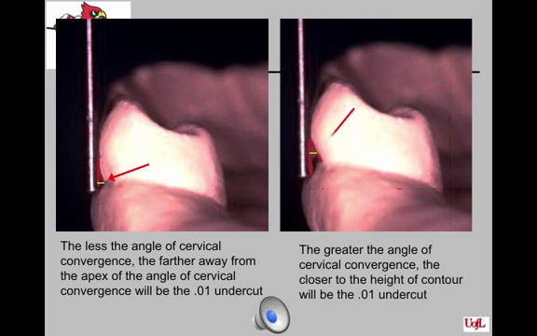Conversely, the greater the angle of cervical convergence, the closer to the apex or height of contour the .01 undercut will be. Certain areas of cervical convergence may not be usable for retentive purposes. If at the point of .01 undercut that arm impinges on the gingiva, that prohibits placement of a direct retainer at that point. We sometimes have to alter the tooth undercut in order to place the clasp into a proper position. We sometimes place restorations like crowns on the teeth to achieve a good position in the cervical 1/3 for our direct retainer.